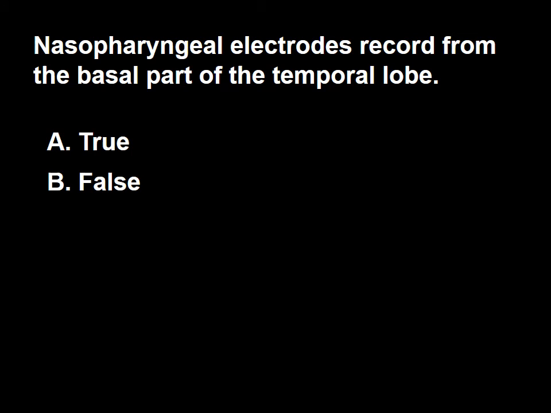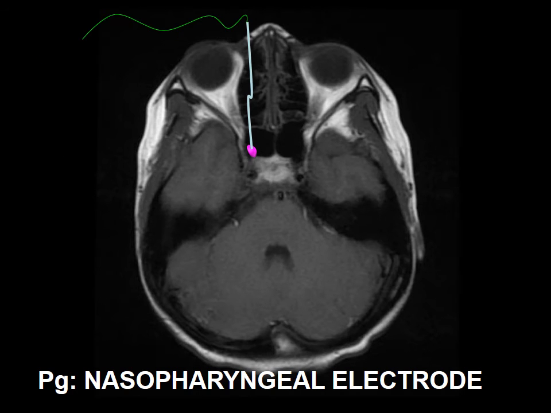Next question. Nasopharyngeal electrodes record from the basal part of the temporal lobe. A true, B false. In this frame, I have superimposed on an MRI an approximation of the nasopharyngeal electrode location. The main function of the nasopharyngeal electrode is to clarify activity noted by other electrodes. In reality, it captures too many artifacts and makes small sharp transients of sleep look big and reminiscent of epileptiform activity.